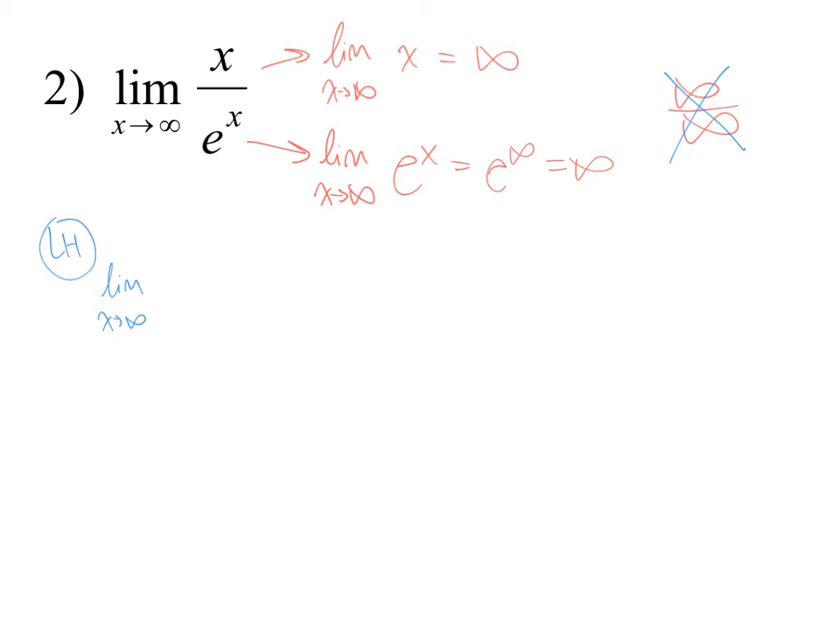So the derivative of x up top here is going to just be 1. And the derivative of our bottom piece is going to stay e to the x, because the derivative of e to the x is e to the x. So now if we go to plug in infinity, I've got 1 over e to the infinity, which is 1 over such a huge number that that's essentially 0. As we're approaching infinity in the denominator, we are getting closer and closer and closer to 0.